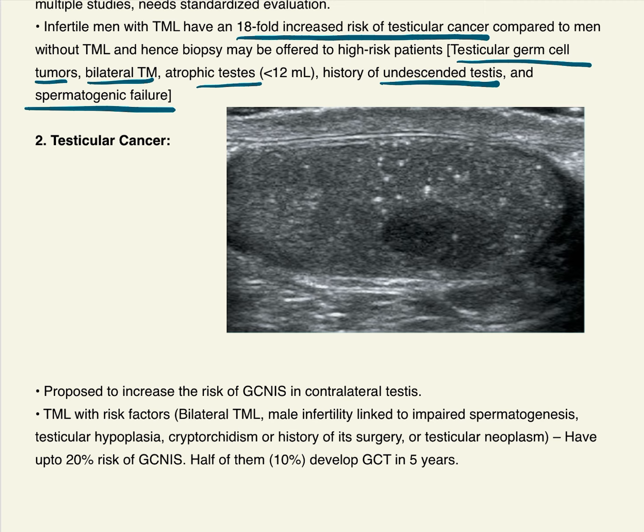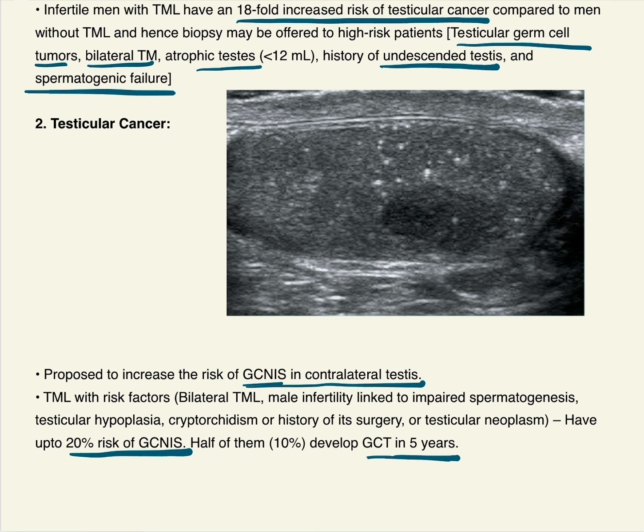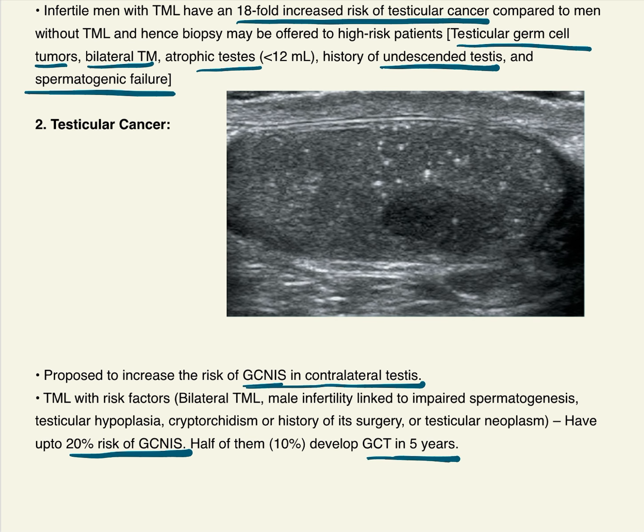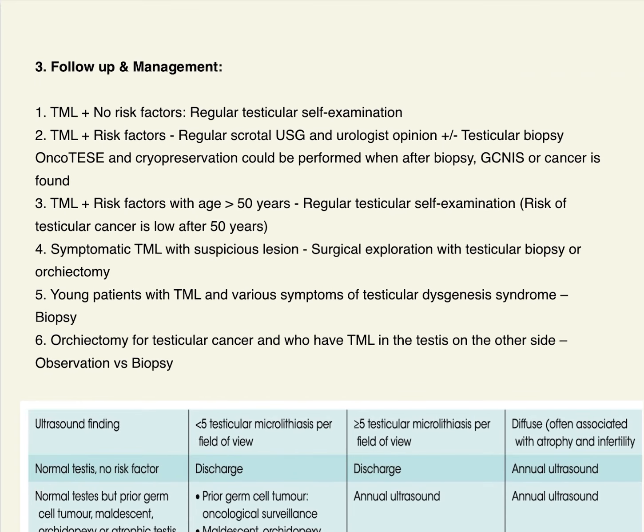Second comes the association with testicular cancer. The TML is proposed to increase the risk of GCNIS, interestingly in the contralateral testes again. TML with risk factors like those that were described above have up to 20% risk of GCNIS. Half of these patients develop GCT in 5 years. Hence, there is a need to be vigilant in such cases.